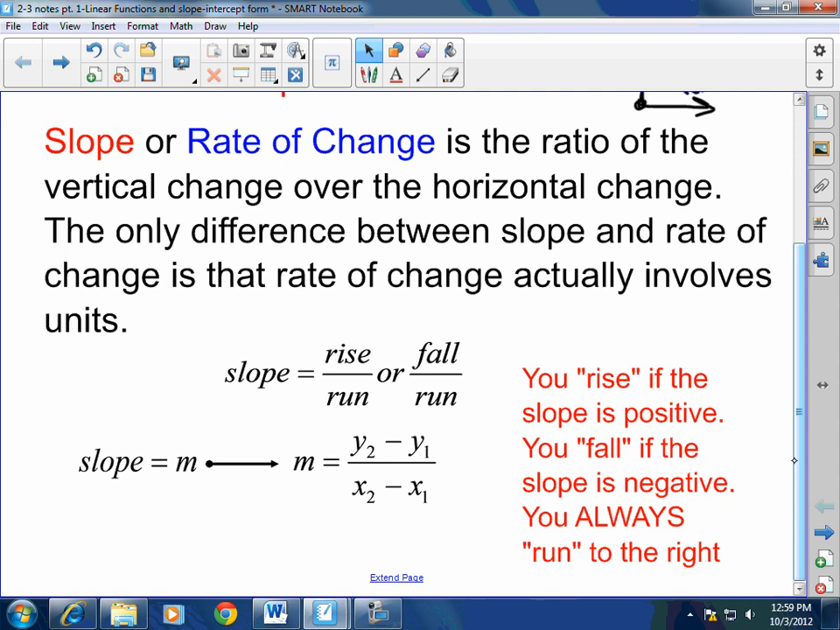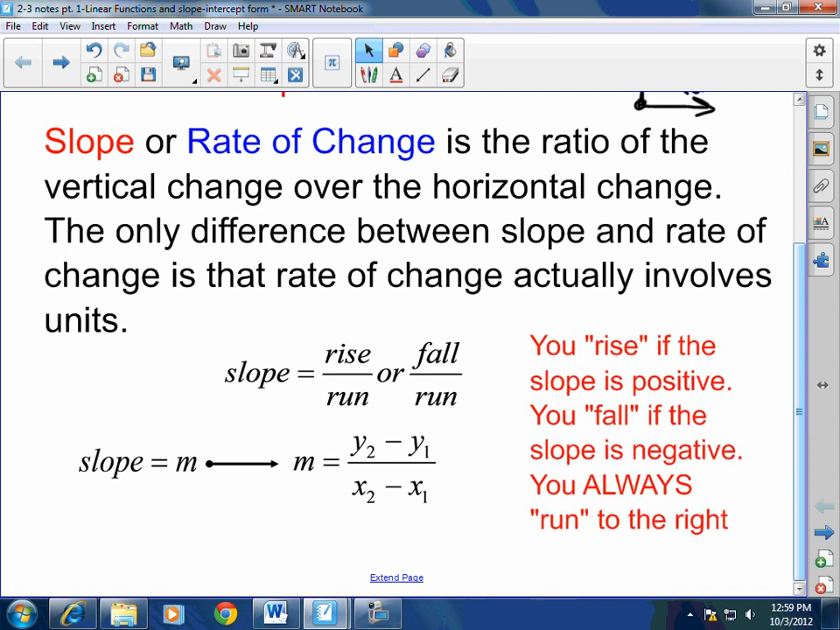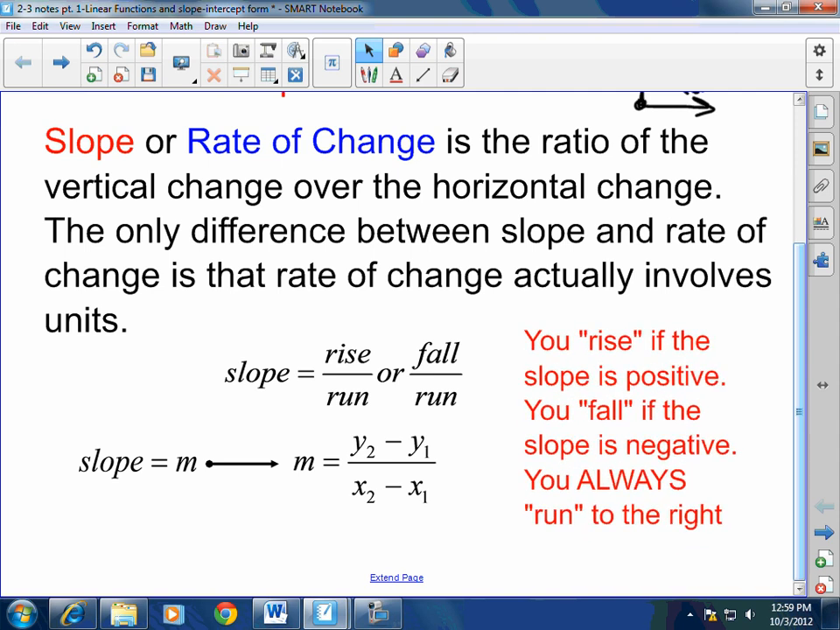Nobody ever teaches the fall over run, and then when people have negative slopes, they get all confused. You rise if the slope is positive. You fall if the slope is negative. You always run to the right. All of that will come into play in a few minutes.